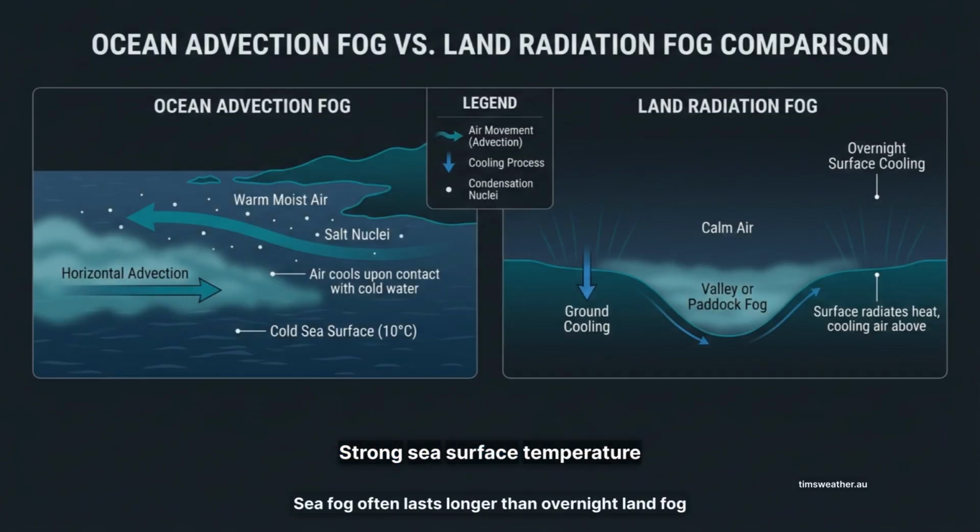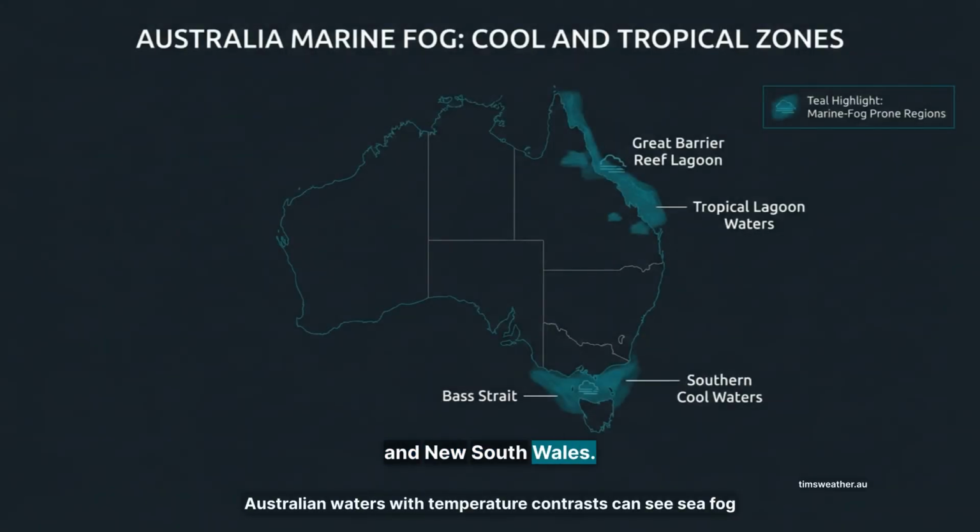Strong sea surface temperature contrasts can matter in places such as Bass Strait, the Great Barrier Reef Lagoon, bays, and inshore waters. The East Australian Current is part of the bigger coastal picture because it carries warm water south along Queensland and New South Wales. But the current alone does not make fog. What matters is the temperature contrast between the air, the warm current, and any cooler water nearby.